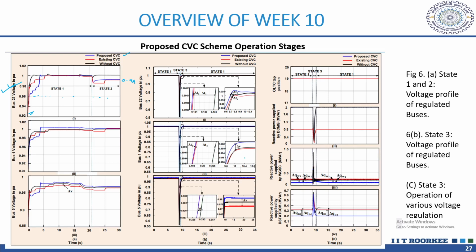And the next thing we observe is this delta V that is being provided. This is the zoomed version of what is happening here. Using this proposed scheme, you are reaching 0.98, which is near to 1, while in the other methods it is below 0.98. So again it is showing that the proposed scheme is able to give a better voltage profile.